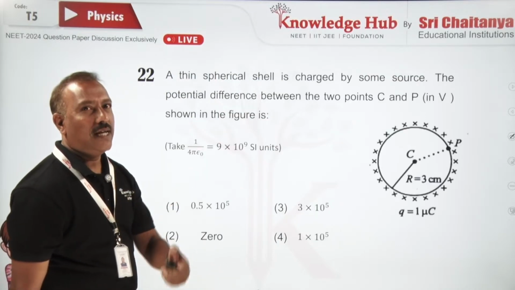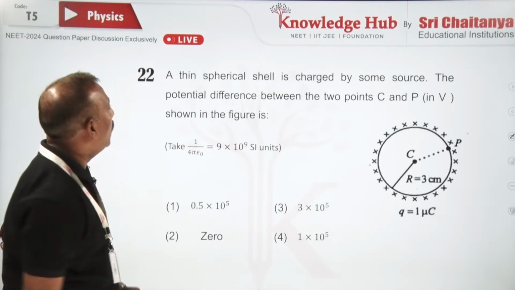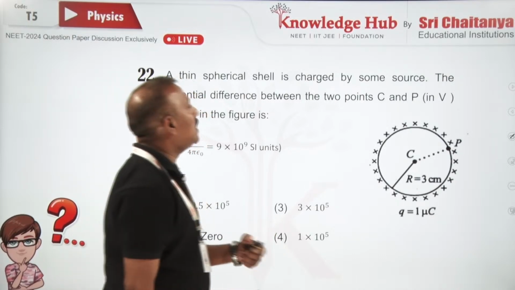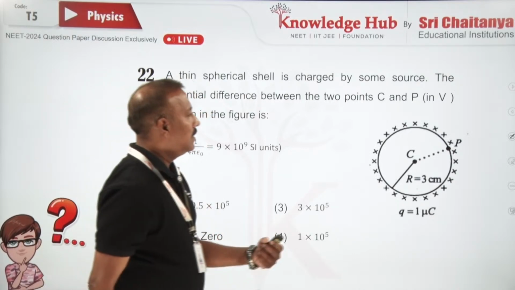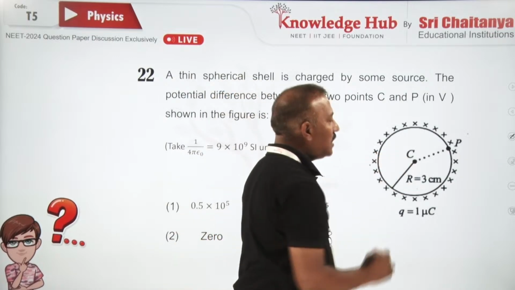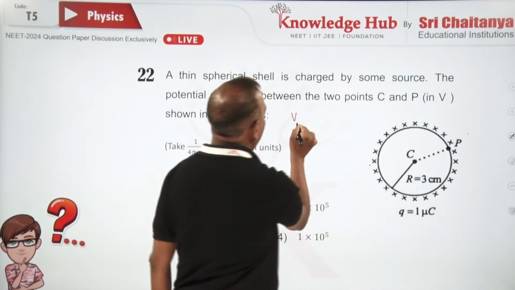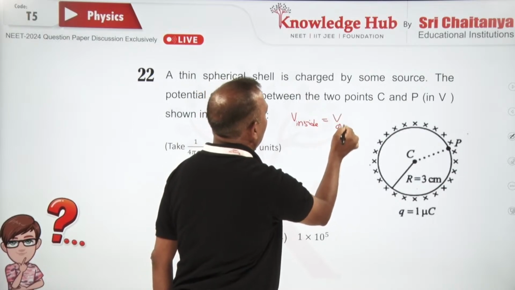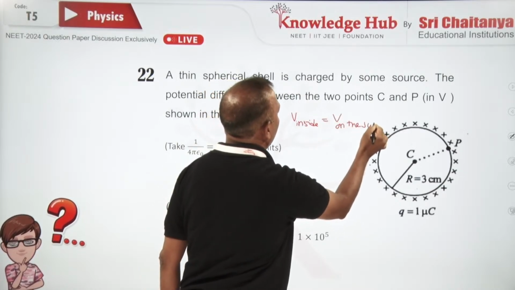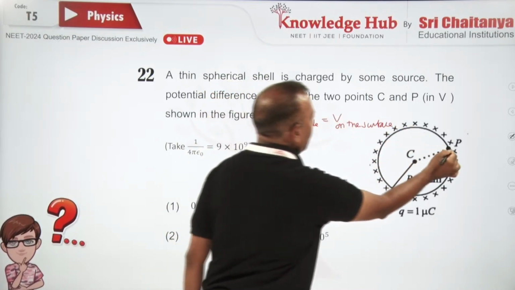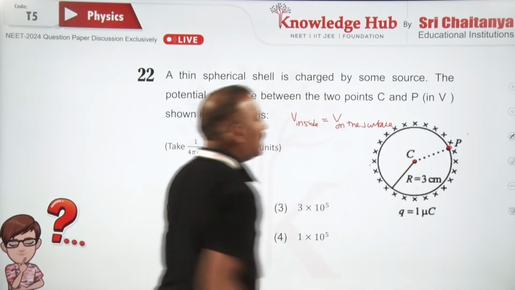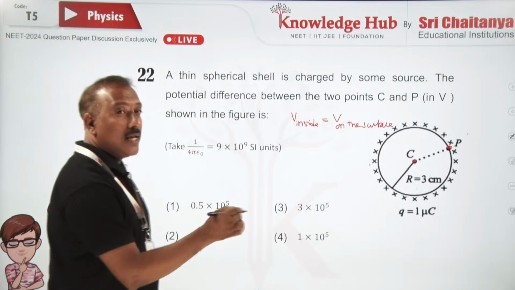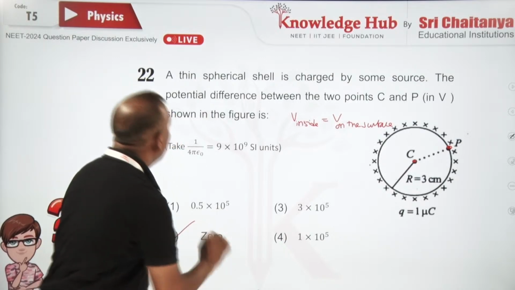Let us move on to the next one, 22nd one. A thin spherical shell is charged by some source. The potential difference between the 2 points. For any spherical shell, the potential at any point inside is equal to the potential on the surface. Therefore, there is one point P on the surface, there is a point C at the center. The two potentials are equal, therefore the potential difference must be 0.